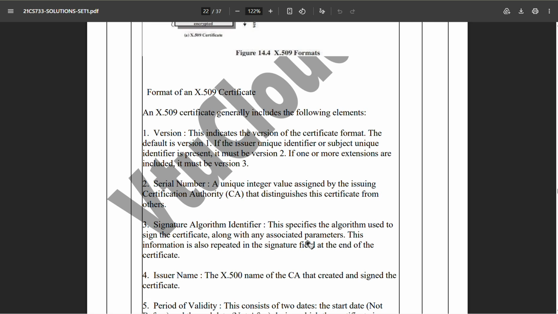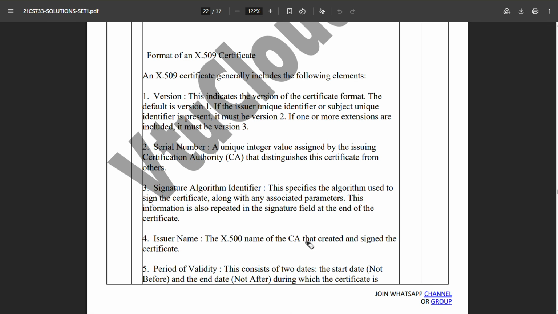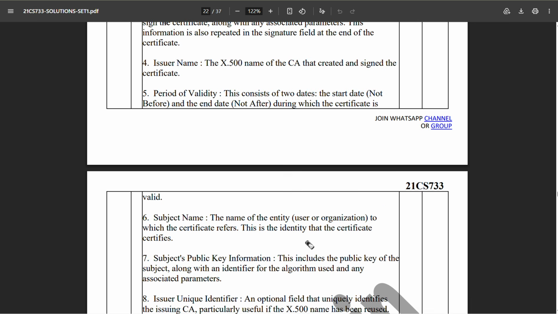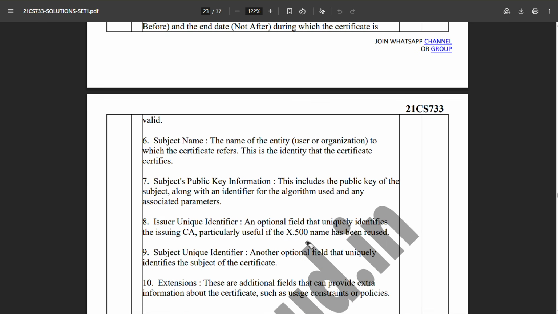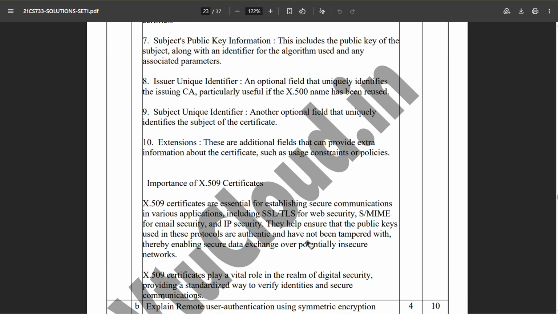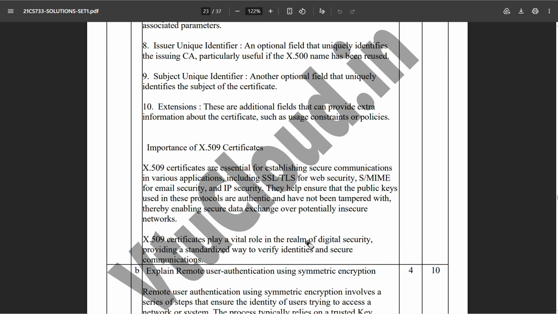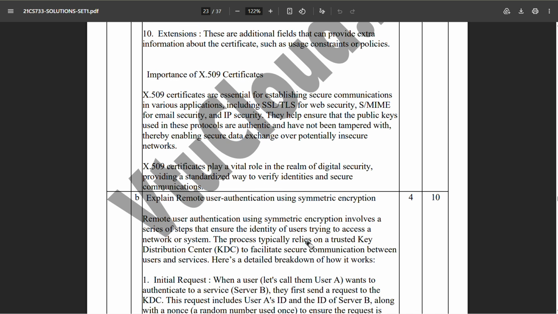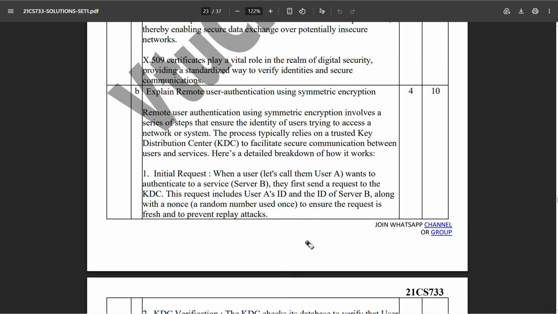And this X509 certificate generally includes the following elements: version, serial number, signature algorithm identifier, issuer name, period of validity, subject name, subject's public key information, issuer unique identifier, subject key identifier, and the final one is extensions. And also explain at the last the importance of X509 certificates, why it is used, where it is used, like that. Next question is explain remote user authentication using symmetric encryption.